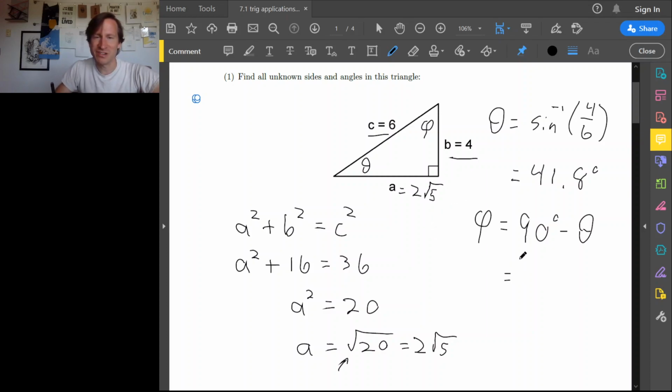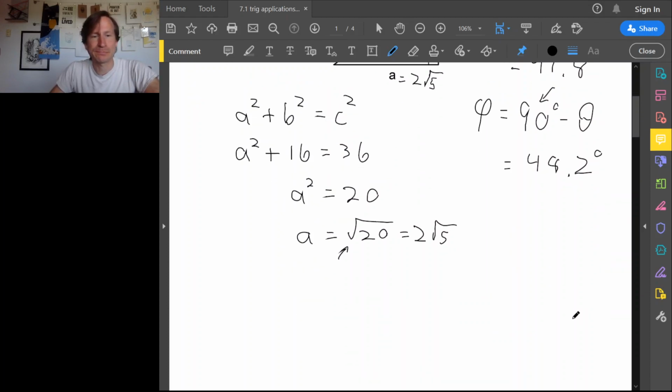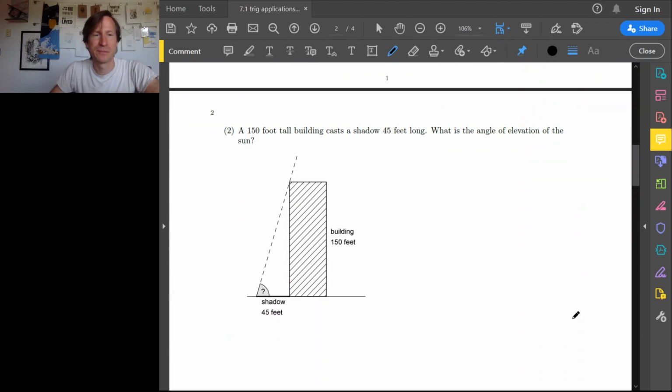Okay, and phi is, well, it's 90 degrees minus whatever theta is. Right, there's 180 degrees in the triangle total. The right angle takes up 90 degrees, so there's 90 degrees left over for theta and phi. So 90 minus theta is going to give us phi. So put that into the calculator. We get 48.2 degrees for phi. Okay, that wasn't too bad. So just with two sides and one angle, we were able to find all of the other measurements in this triangle. Great.